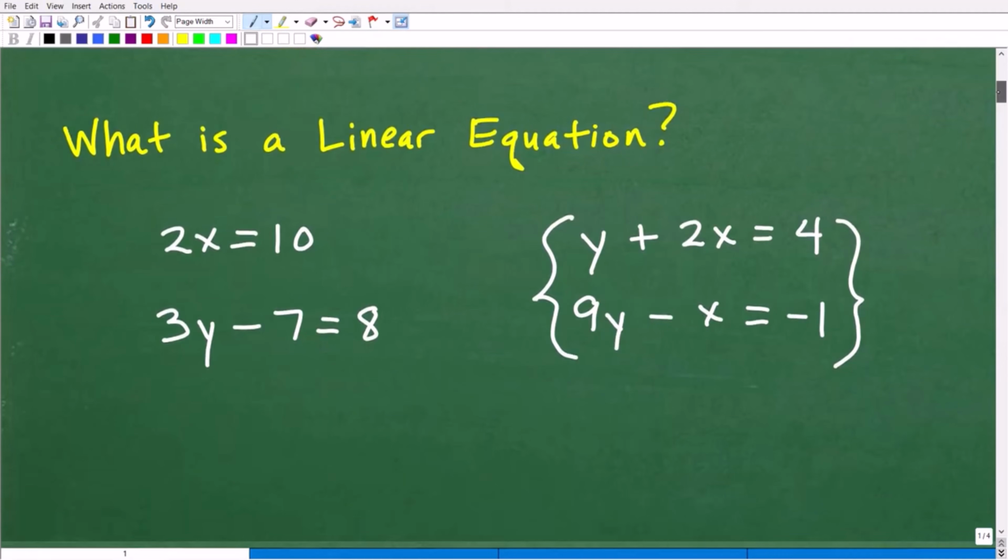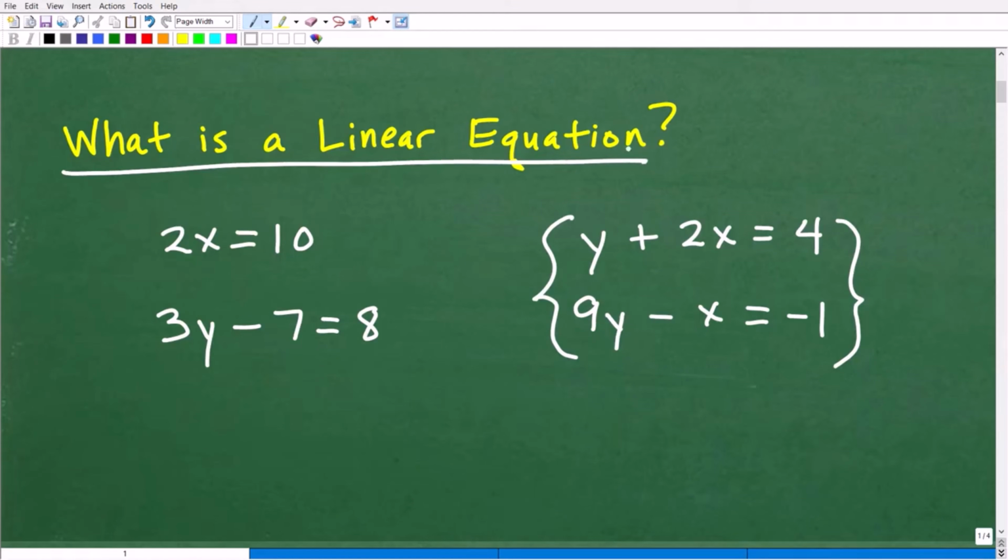Let's go ahead and start this off by first answering this question. What is a linear equation? Okay, so of course we have linear equations in one variable and then two variables, and you can have multiple variables beyond that. But these are some examples of a linear equation. So let's take a look at this guy right here. This is 2x is equal to 10.